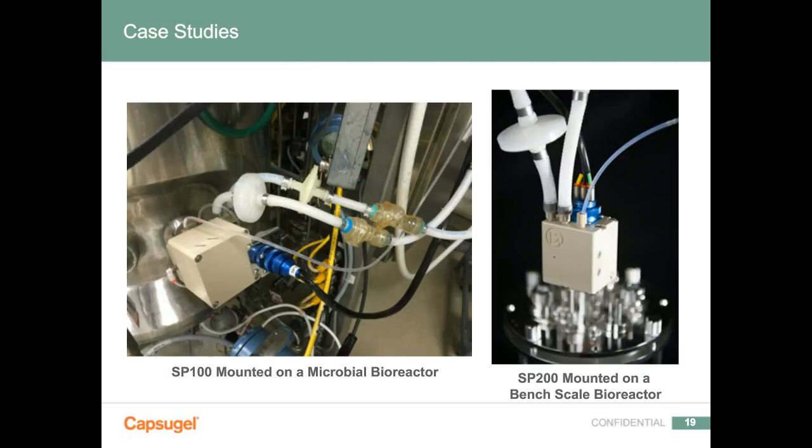So let me get into the case studies here. There are images of the SP100, which is mounted on a microbial bioreactor, and the SP200 mounted on a bench scale bioreactor, showing how they are used in real life.